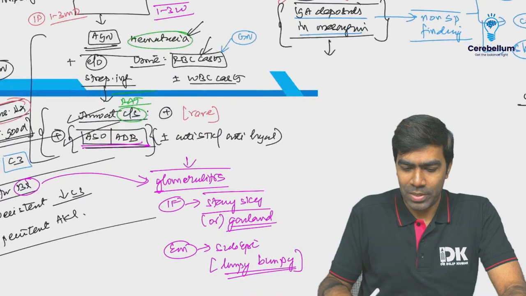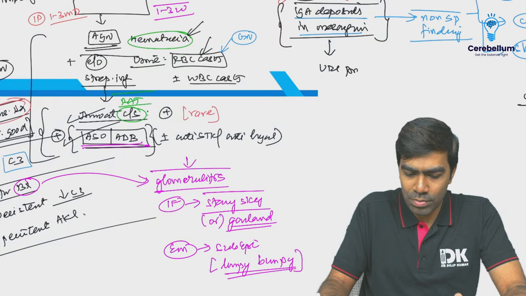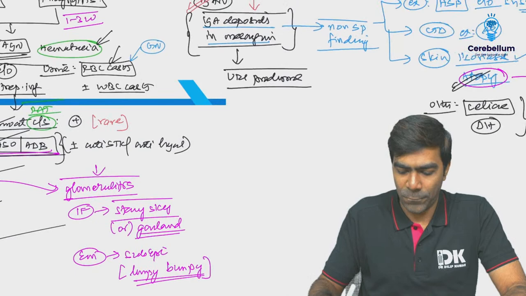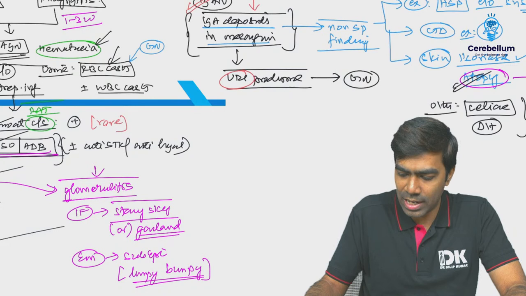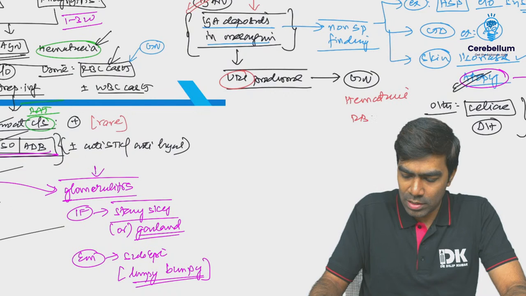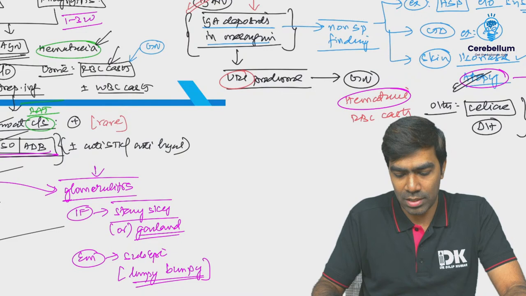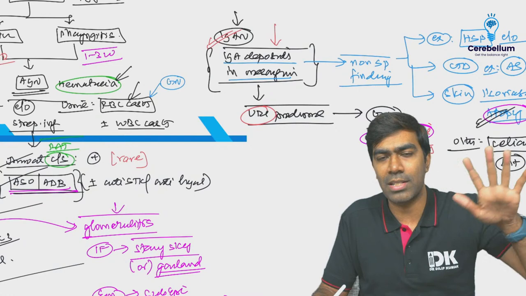So now, what will be the possible clinical features? Patient will have a history of URI prodrome. And after this URI prodrome, how fast are they going to develop glomerulonephritis? Glomerulonephritis in the sense, you are going to develop hematuria with RBC casts. But remember, the most important thing here is, it's going to be more common in adults. PSGN will be more common in children. But don't think that IgA nephropathy doesn't occur in children. It can also occur in children. That is why we have to differentiate from PSGN.